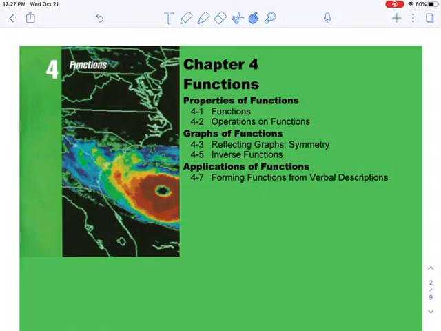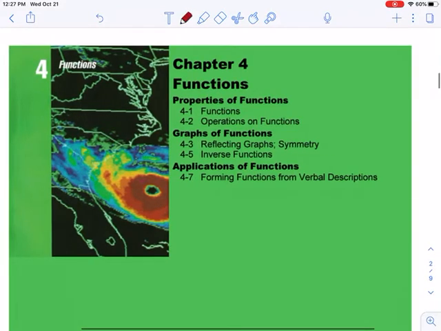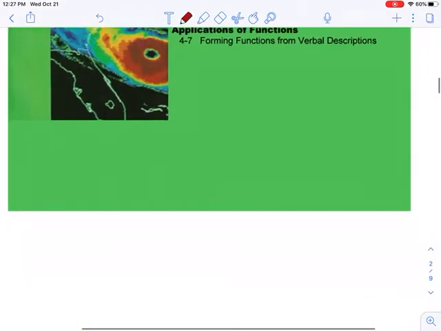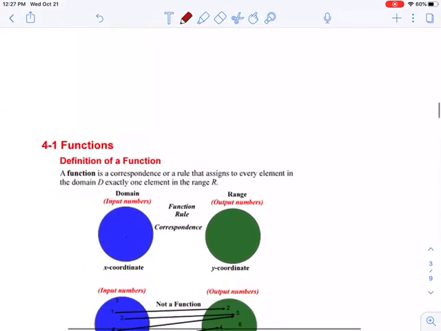All right, chapter 4. This is 4.1, all about functions. We're going to do some operations: add, subtract, compositions, division, multiplication as well. Reflecting, symmetry, inverse, and then we're going to form some functions with verbal descriptions. Fun.